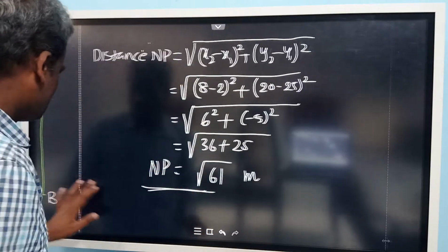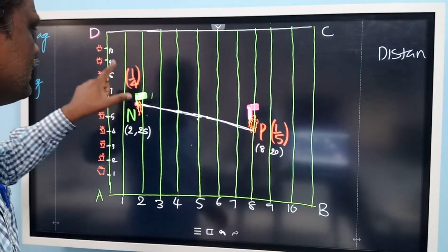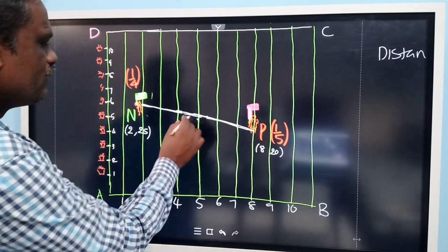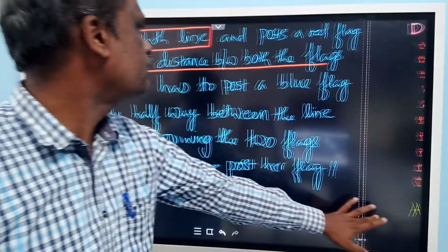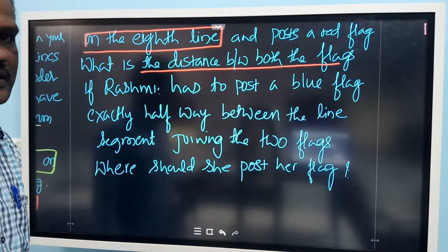This is the distance between the two posts. Preet has posted a red flag and Niharika has posted a green flag, and the distance between them is √61. The next part of this question: find the distance between the flags. It is √61 meters.